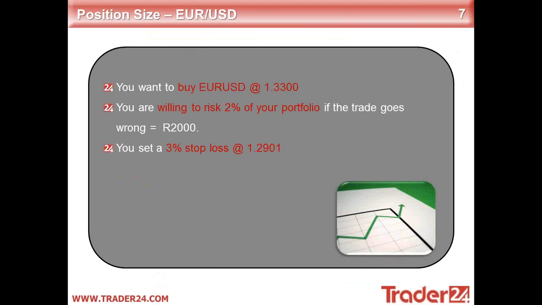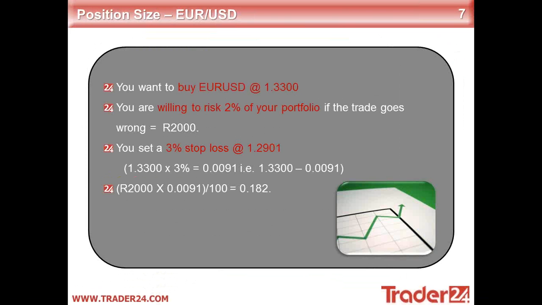From there, I've decided to set a 3% stop loss, which equates to 1.2901. How I get there is 1.33 times 3% gives me 91 pips. Subtract that from the 1.33, and that's how I arrive at my figure of 1.2901. From there, I can then calculate my actual lot size, and that's really what it's all about.